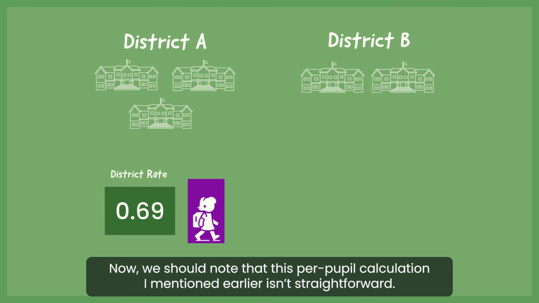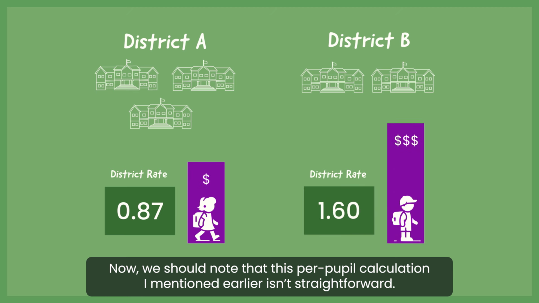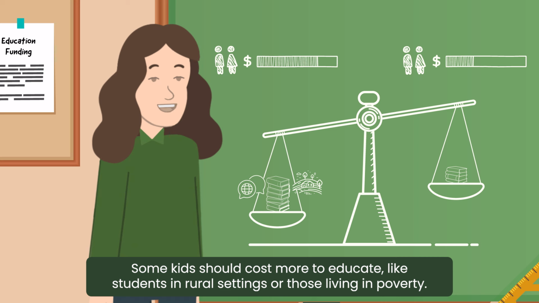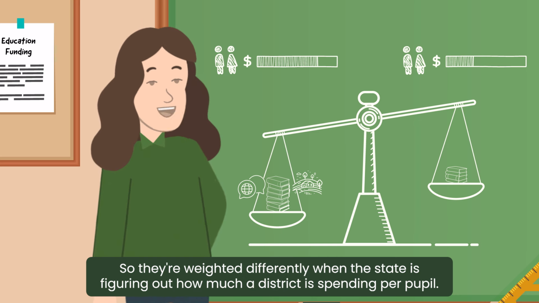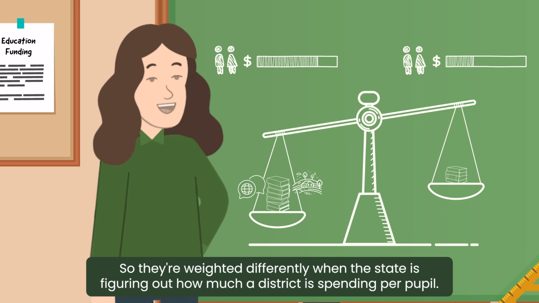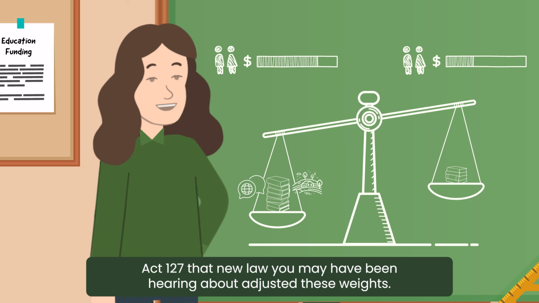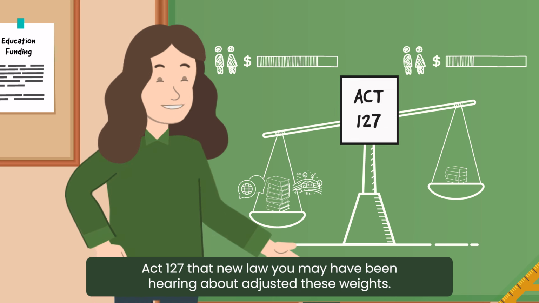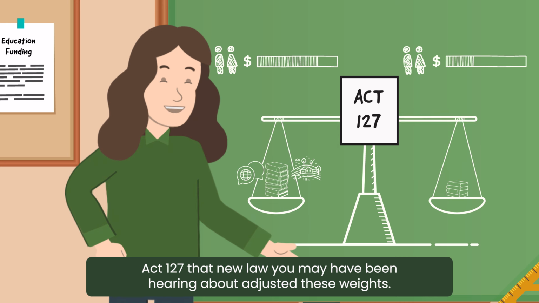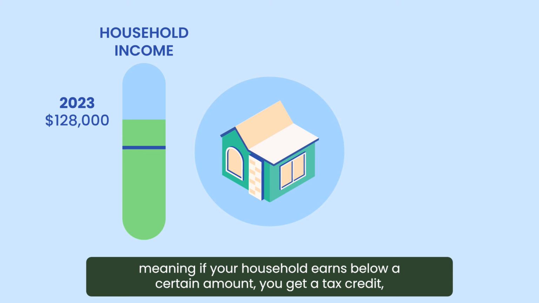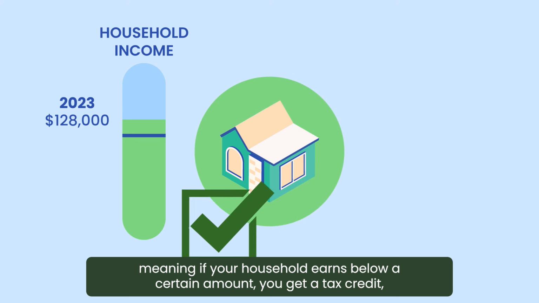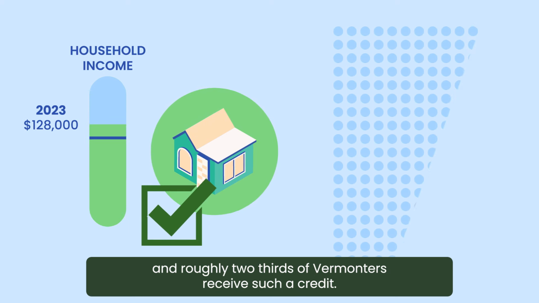Now, we should note that this per pupil calculation that I mentioned earlier isn't straightforward. Some kids should cost more to educate, like students in rural settings or those living in poverty. So they're weighted differently when the state is figuring out how much a district is spending per pupil. Act 127, that new law you may have been hearing about, adjusted these weights. Plus, Vermont income sensitizes property taxes, meaning if your household earns below a certain amount, you get a tax credit. And roughly 2/3 of Vermonters receive such a credit.